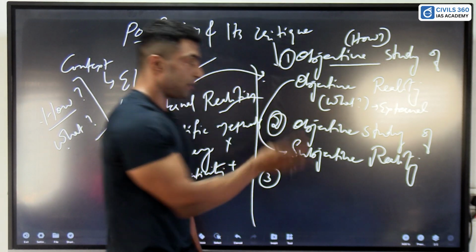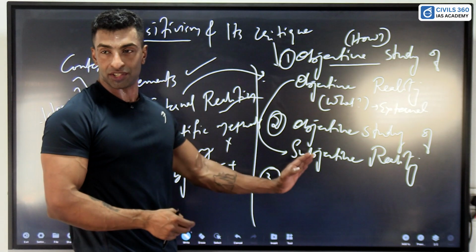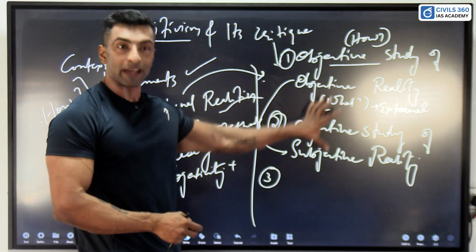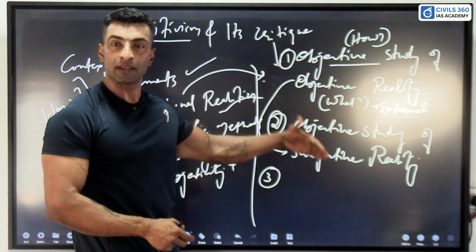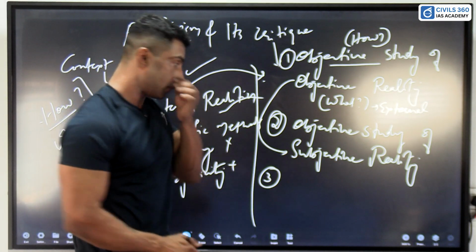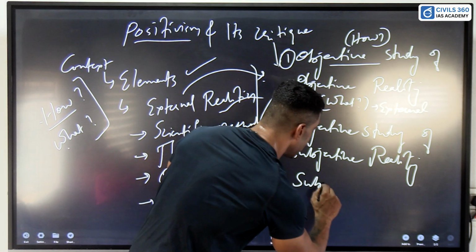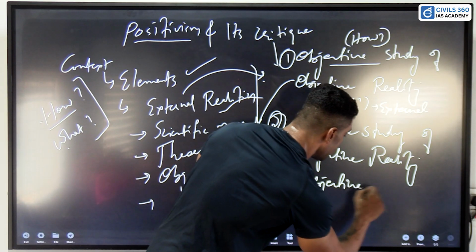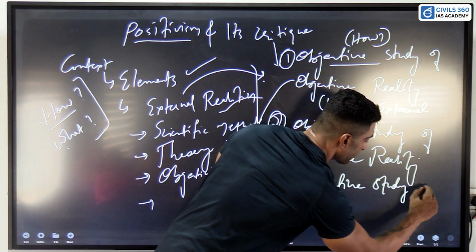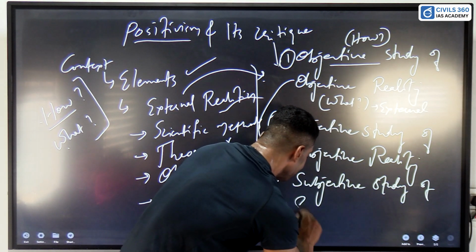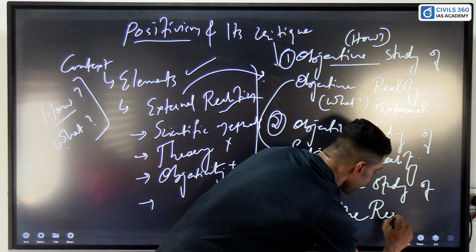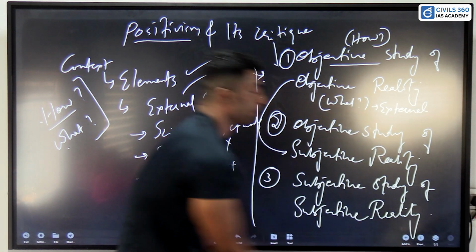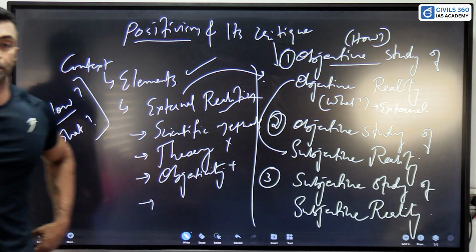Here there is no complete departure. That is why it's a bridge. It's in between. There is an element from positivism, and there are elements of non-positivism. Now comes complete subjectivity, right? Subjective study of subjective reality.